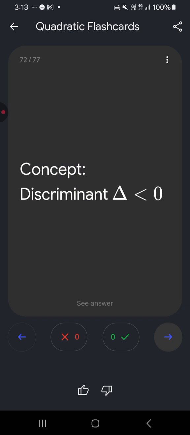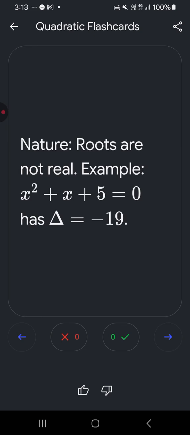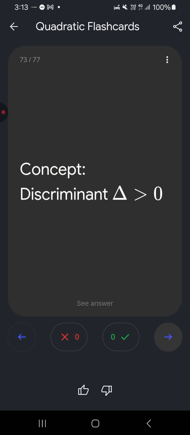Discriminant less than 0, or the value of discriminant less than 0, the roots are not real. For example, in the quadratic equation x square plus x plus 5 is equal to 0, the value of discriminant is minus 19 and the roots won't be real numbers.